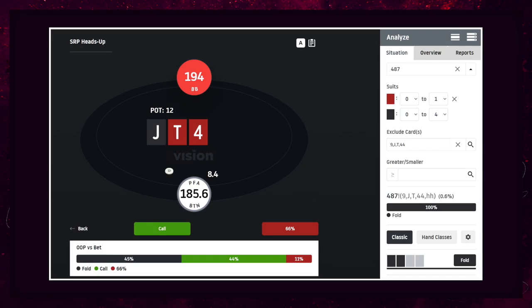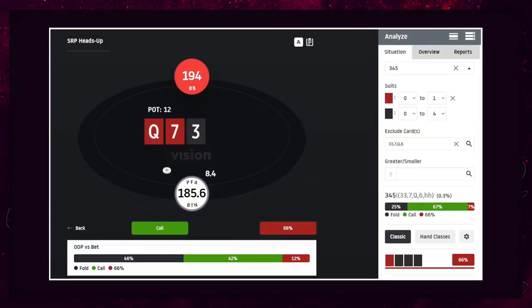8-7-4 always folds against a bet, which maybe isn't obvious to everybody, but it's a very weak hand on this board. That said, people who get carried away with, okay, I have pair plus gutshot, especially people coming over from no limit, can overvalue this hand quite a bit. Now to contrast that, on Queen-7-3, take a hand like 3-4-5.